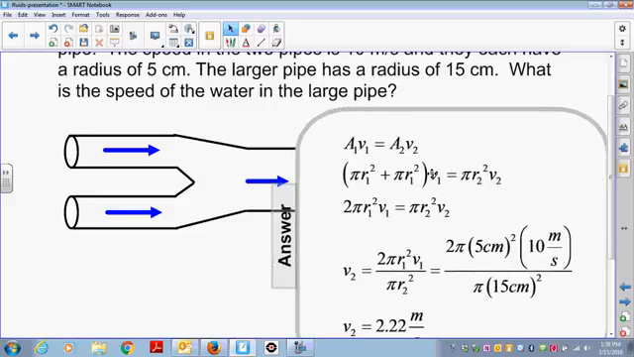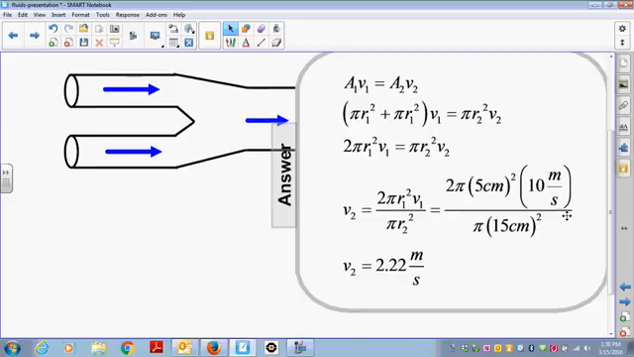We know that the continuity equation is A1V1 equals A2V2, but here at the beginning we have two cross-sectional areas times the speed. That must be equal to the cross-sectional area of the second pipe times the speed of the second pipe. If we go ahead and simplify, we end up having 2 pi r1 squared v1 equals pi r2 squared v2. Solving for the speed in the second pipe and substituting in our numbers, we end up with a speed of 2.22 meters per second. If you didn't get this answer, but you have this formula and it's all written correctly, make sure that you actually squared the radius.